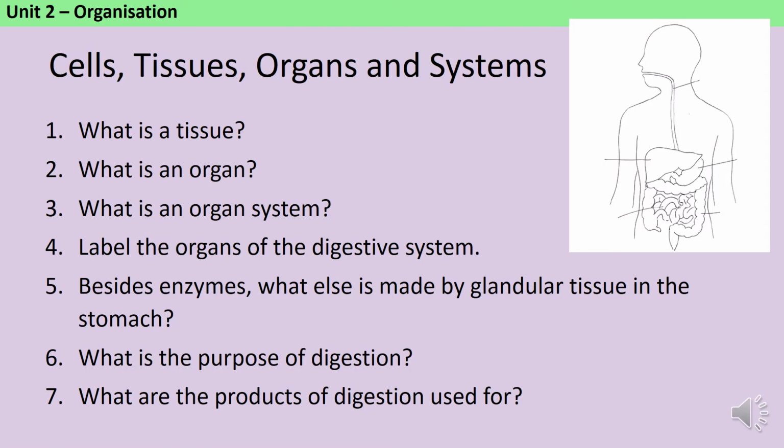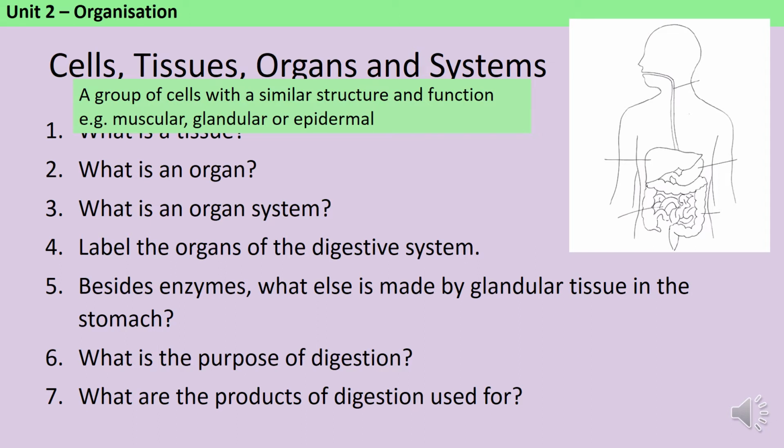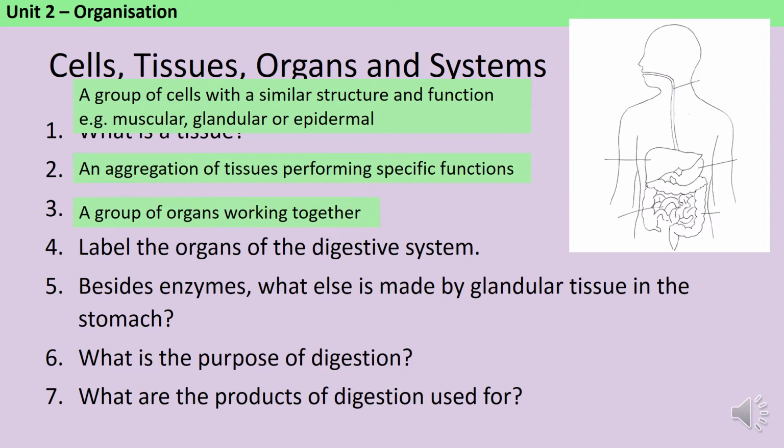A tissue is a group of cells that have a similar structure and function. For instance, your organs are made of muscular tissues which contract, glandular tissues which produce hormones and other chemicals, and epidermal tissues which cover the outside of an organ a bit like a skin. When these tissues are aggregated together, they can form an organ. Where lots of different organs work together to perform a specific function, this is called an organ system.